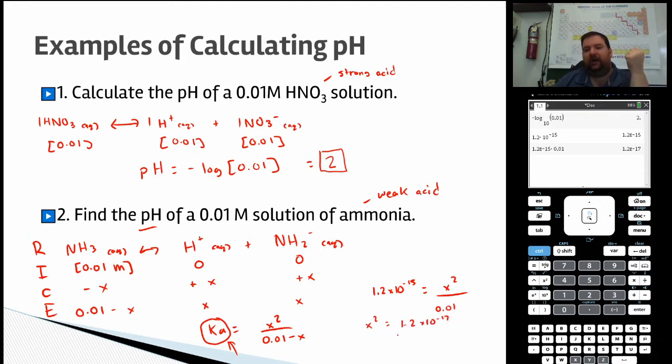What do we have to do now? Take the square root of it to isolate our x. So we are going to take the square root of our answer, and we'll find 3.4641 times 10 to the negative 9. Now I only want 2 sig figs, so let's do 3.5. So x is equal to 3.5 times 10 to the negative 9.